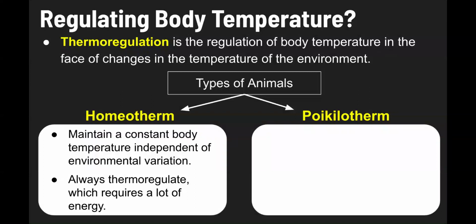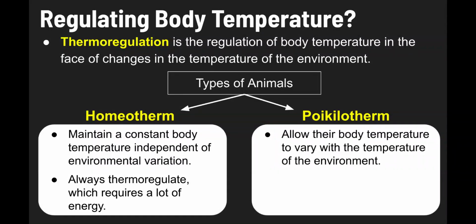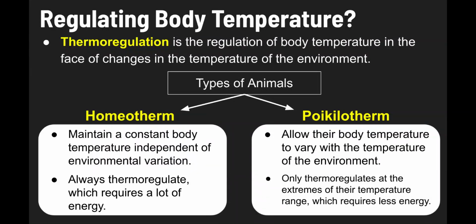Now let's talk about a poikilotherm. So poikilotherms allow their body temperature to vary with the temperature of the environment. So they're not trying to keep that constant internal, or they don't have to. It's not required of them. It can vary with the environment, and they only thermoregulate at the extremes of their temperature range. The benefit of that is it requires less energy on their part.